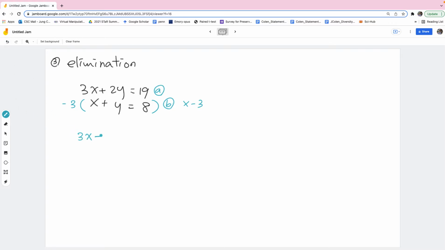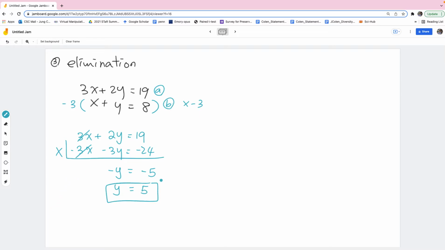3x plus 2y is equal to 19. Multiply this whole equation by negative 3. Negative 3x minus 3y equals negative 24. Now I can add everything by terms. So 3x and negative 3x, it's gone, 0. 0 plus 2y minus 3y, negative 1y. This side, negative 5. So divide both by negative 1, or multiply by negative 1, then positive y. Multiply that by negative 1, then positive 5. So y is equal to 5.